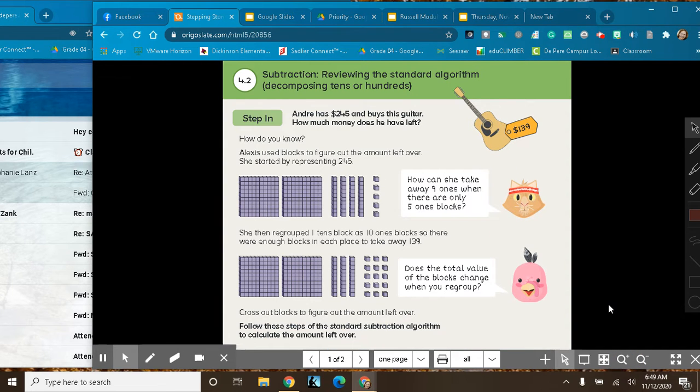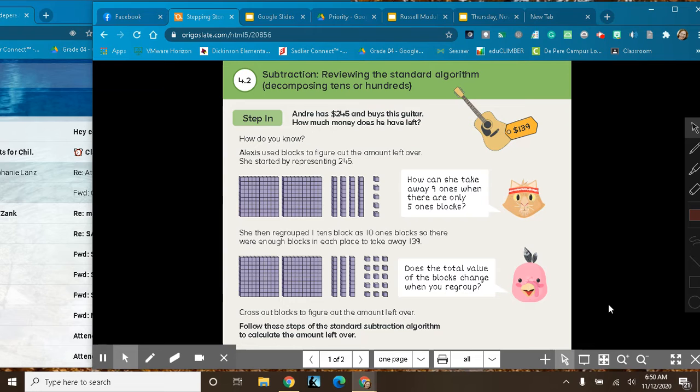Okay, so subtraction, reviewing the standard algorithm, decomposing tens or hundreds. So let's say Andre has $245 and buys this guitar, which is $139. How much money does he have left?